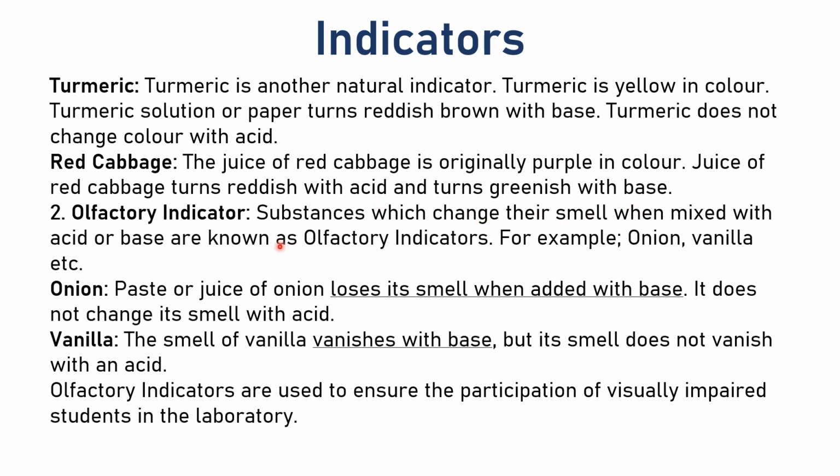Olfactory indicators are indicators which work with the smell of substances. Let's take onion and vanilla as examples of olfactory indicators. When you put them into base and acids, there will be a change, or there might not be a change in their smell. We usually use olfactory indicators with children who cannot see, those who have any physical problem. For them we use olfactory indicators because they cannot see the change in color.